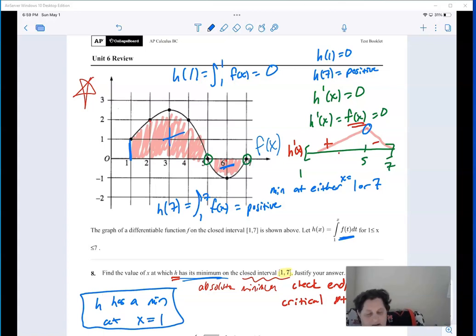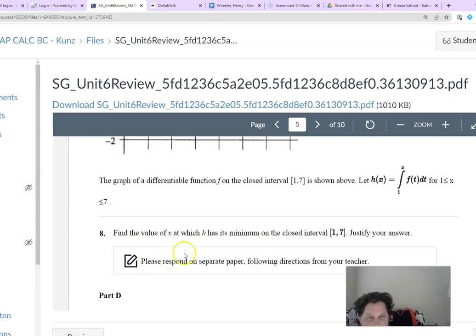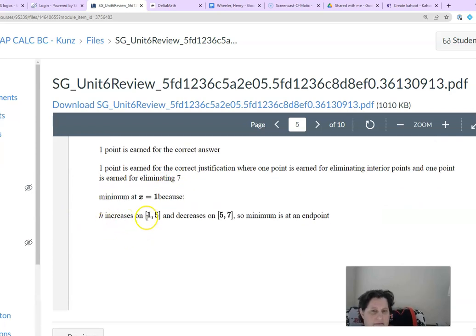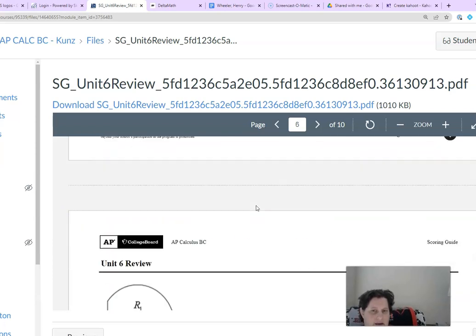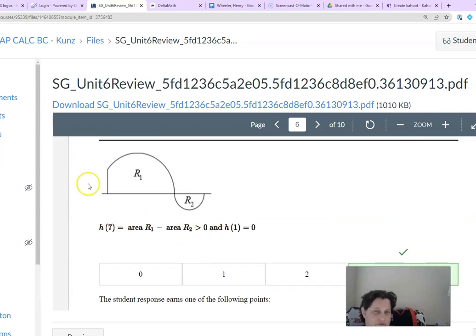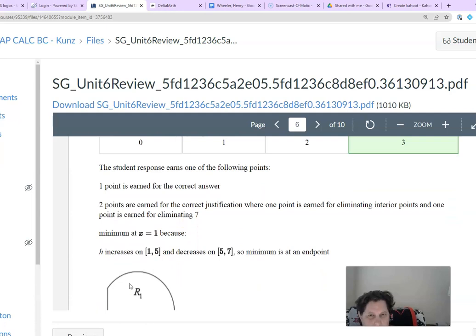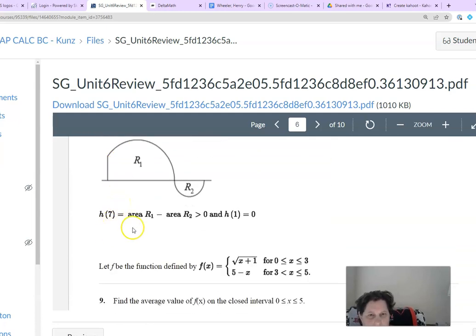All right, the justify is kind of like all the work that I just showed there. We could take a look at if there was a special justify on this one. You get a point for the correct answer, so chillin'. We get a point for eliminating the interior point. We did that because that was a max, and a point for eliminating 7. There's a minimum because it increases into the endpoint. And then it basically shows what I showed, which is R1 minus R2 is positive and h of 1 is 0. So they didn't have any special way of writing it. They showed that, which I showed.